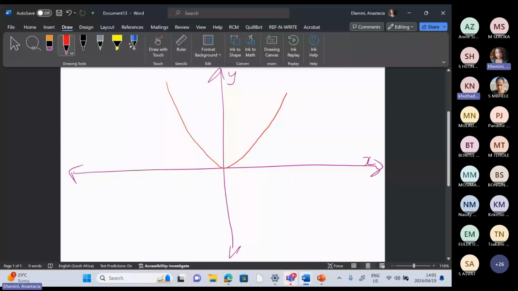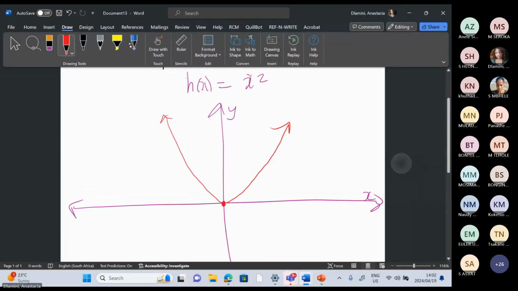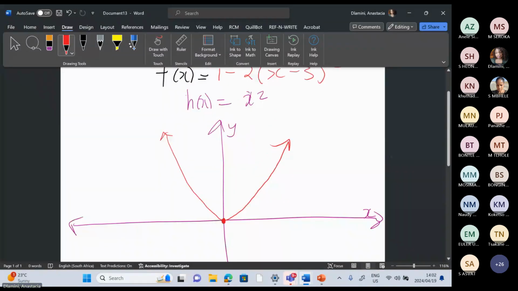Then what do we? Guys, I'm waiting for you. I know we are tired. We're just doing this one and then we are done. We're combining everything that we have learned. This is a parent function.